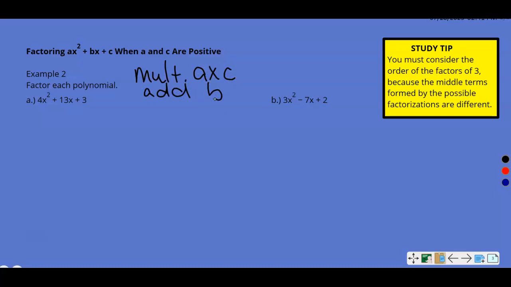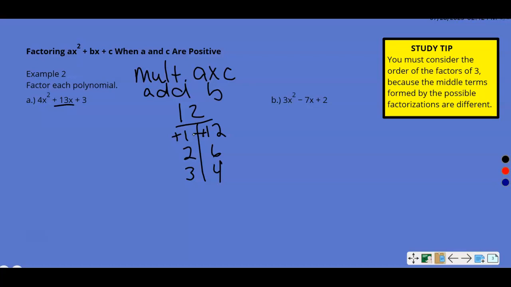We're still going to do a similar process, but this time we have to multiply a times c. If we multiply a times c, 4 times 3 is 12. That's going to give us what our middle term is going to be. So we're going to have 1 and 12, 2 and 6, or 3 and 4. We've got a 13x here, so 1 and 12 is going to be 13 apart. That's what we're going to be looking for. So we're going to have a plus 1 and a plus 12.